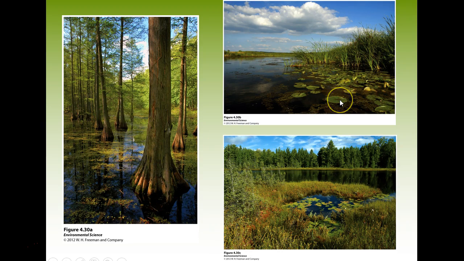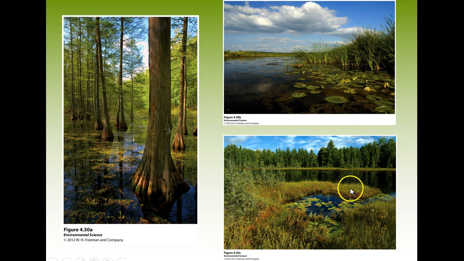Over here in picture B, this is a marsh. Now, a marsh is not going to be as nutrient rich, but it is going to be able to support things like grasses, sedges, cattails here. So a marsh is basically a wetland that can support non-woody, meaning non-tree-like, vegetation. So we have the lily pads that are able to grow here. We have the sedges, we have the cattails. These are common plants for marshes.